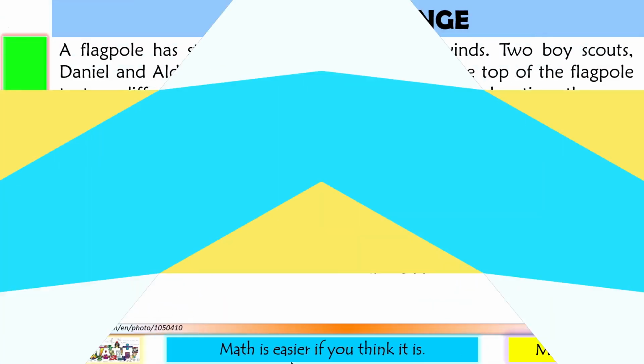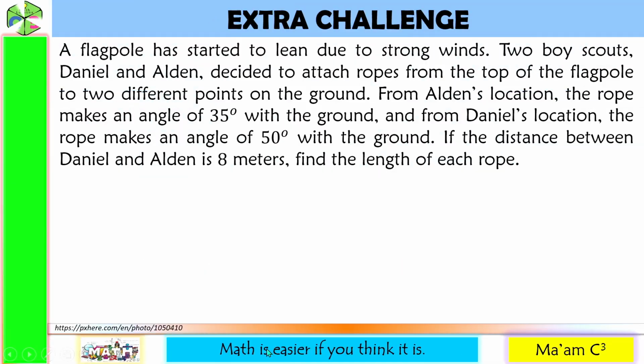Let us do an extra challenge. A flagpole has started to lean due to strong winds. Two Boy Scouts, Daniel and Alden, decided to attach ropes from the top of the flagpole to two different points on the ground. From Alden's location, the rope makes an angle of 35 degrees with the ground.